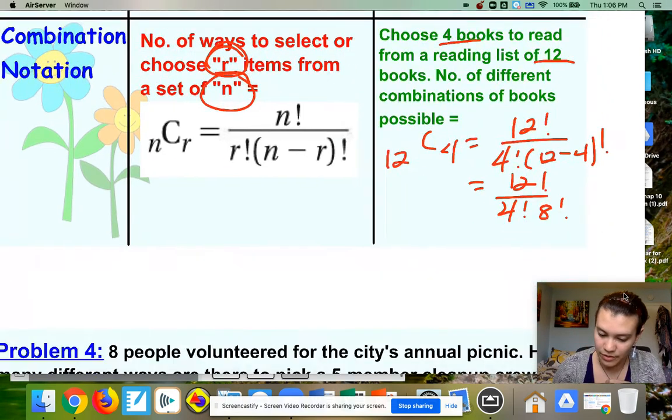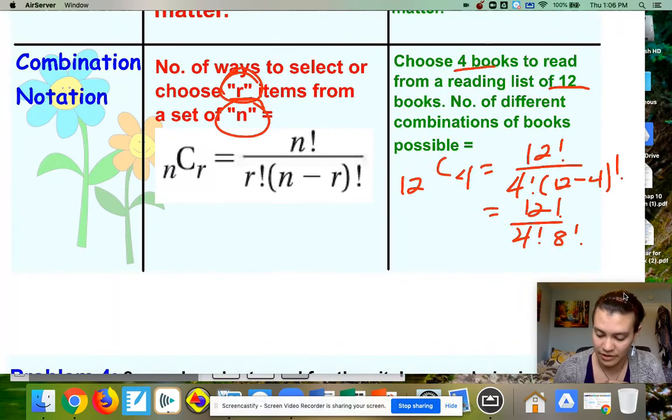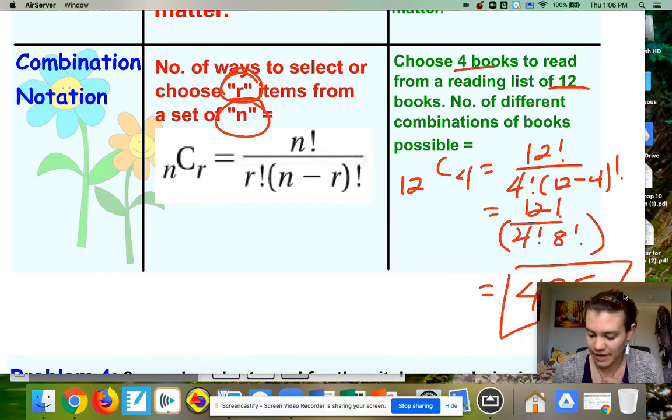One important thing here, when you type this into a calculator, you need parentheses on the bottom, or it's going to do 12 factorial divided by 4 and then multiply the 8, which is not what you want. You should get an answer of 495 options.